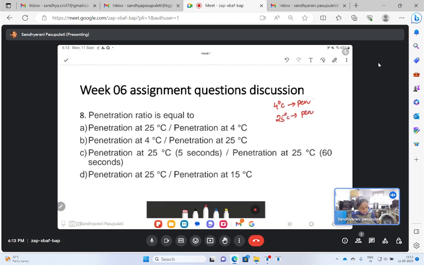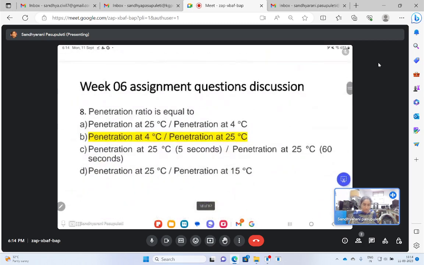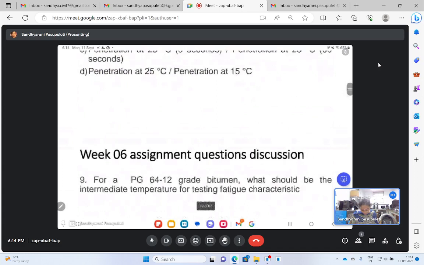Penetration at 4 degrees, and also we perform the penetration at 25 degrees. Then we consider the stiffness of the material at 4 degrees and the stiffness at 25 degrees: how much is the variation as we change the temperature from 4 degrees to 25 degrees? This represents the temperature susceptibility of the material. Thereby, in option B, the ratio of the penetration at 4 degrees to the penetration at 25 degrees usually indicates the temperature susceptibility of the binder. This we call the penetration ratio.